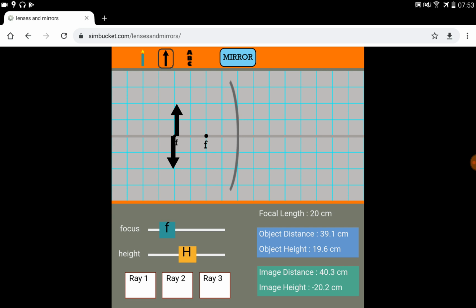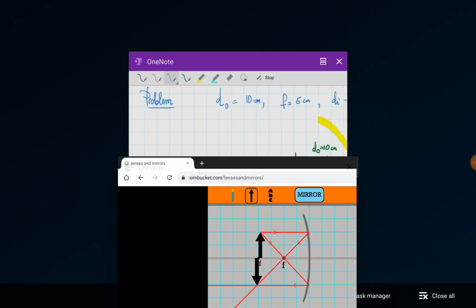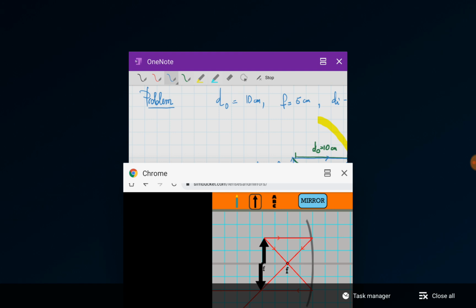And actually we can try to do this doing the 2 rays. The ray number 1 is going to be parallel and then through the focal point, and the second one is going to be through the focal point and parallel, and the intersection is going to be the image. And we can find the height of the image and the distance between the image and the mirror just using these 2 equations.